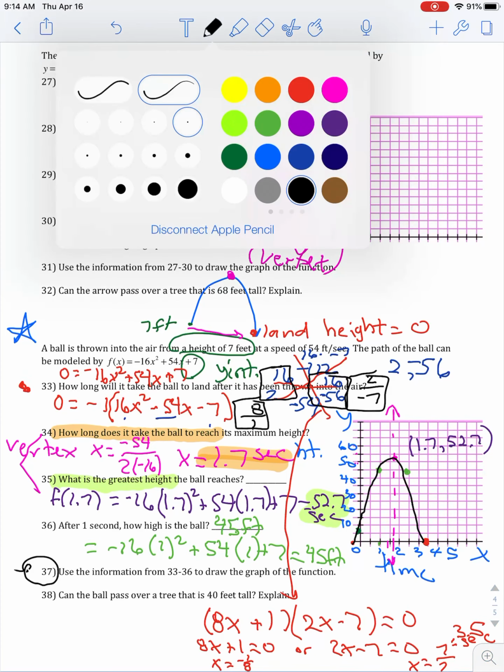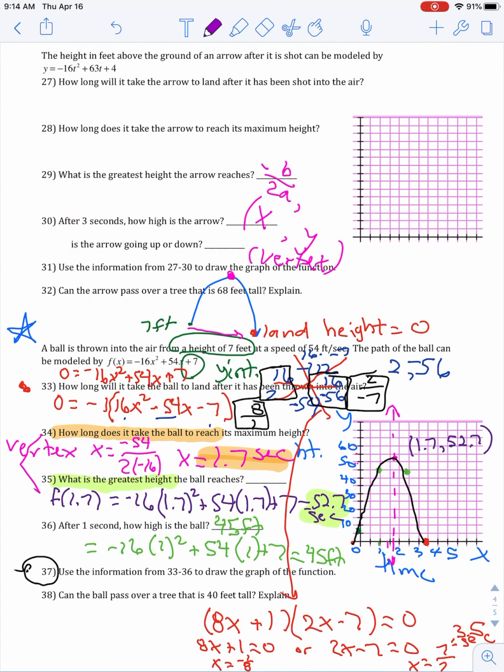The last question I'm asked to answer over here says, can the ball pass over a tree that is 40 feet tall? Well, here's where 40 feet is. Can my ball pass over that? Yes, because it goes up to, what was it, 52.7 feet. This should actually be feet here.